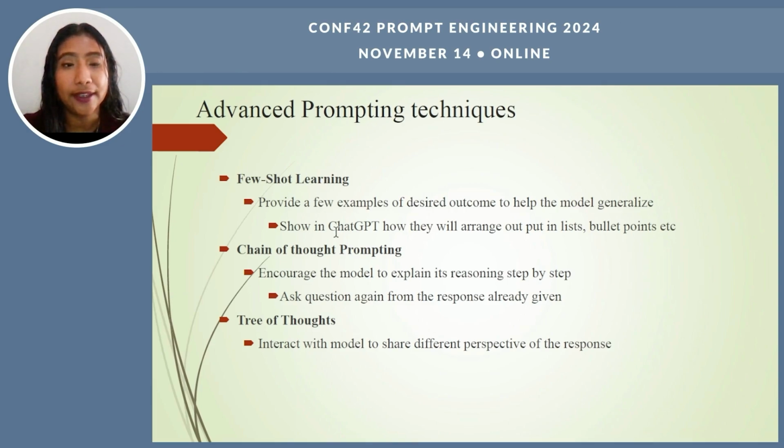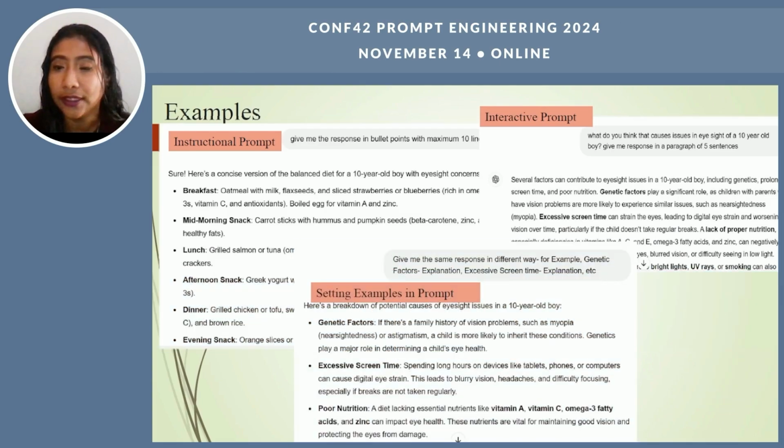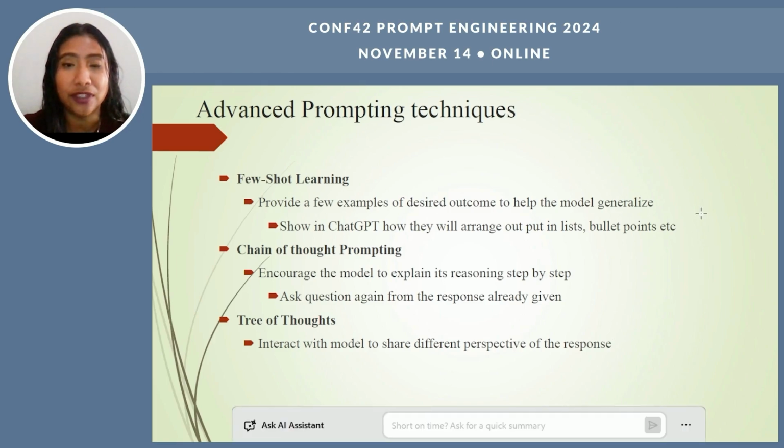In few shot learning, we can give a few examples; we already saw that in the context setting, setting examples in the prompt. In this example, I have given only one. If we are able to give more and more examples, AI will understand the context and give a more specific response, which is exactly what we need. We provide a few more examples for this AI outcome to help the model generalize, and also show in ChatGPT how to arrange output in lists, bullet points, etc. This is just an example.